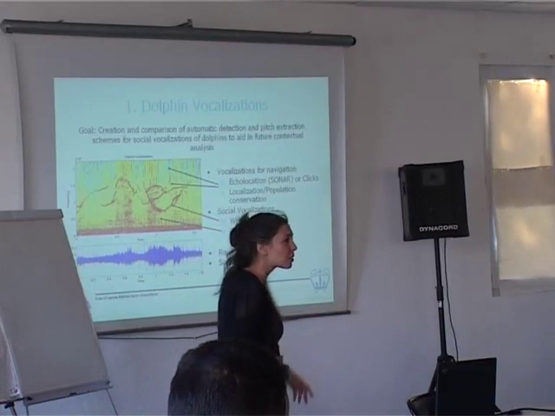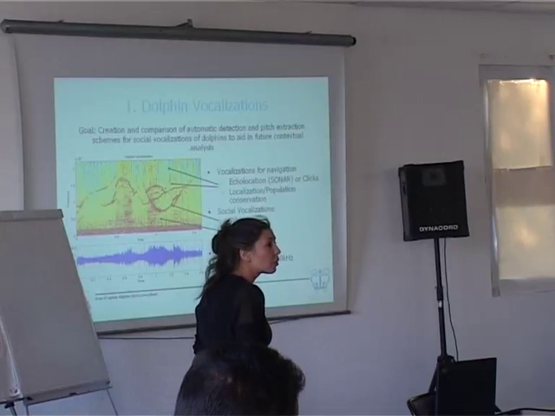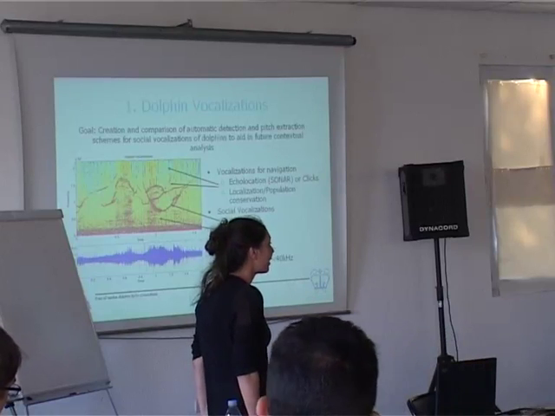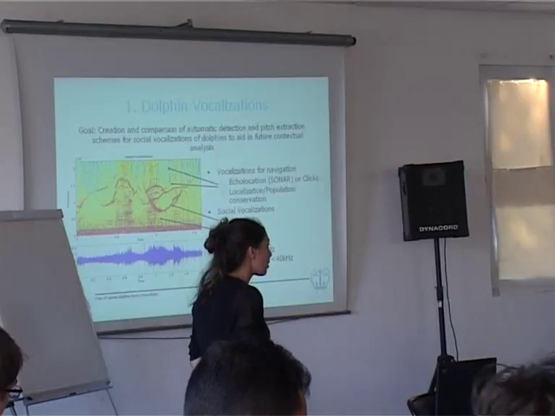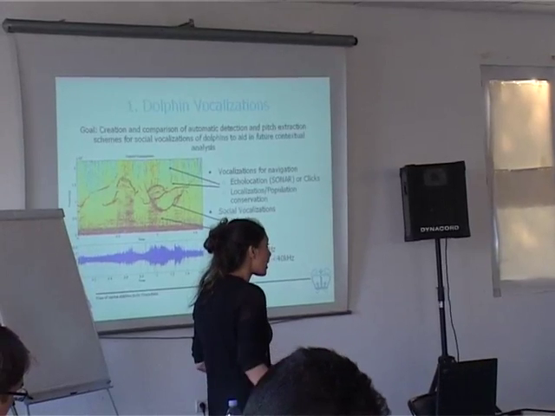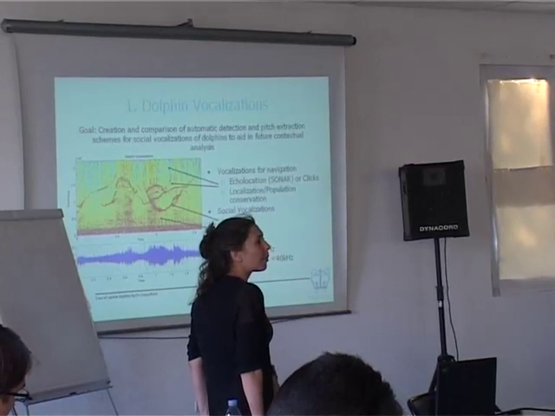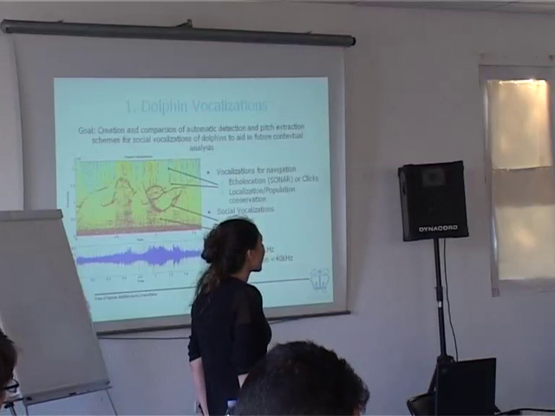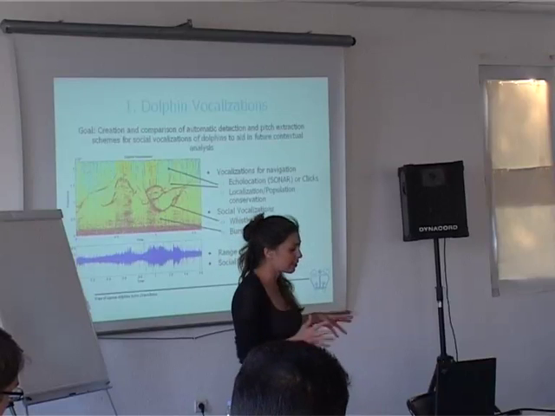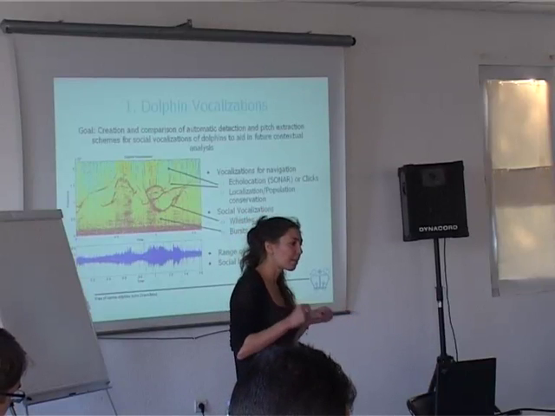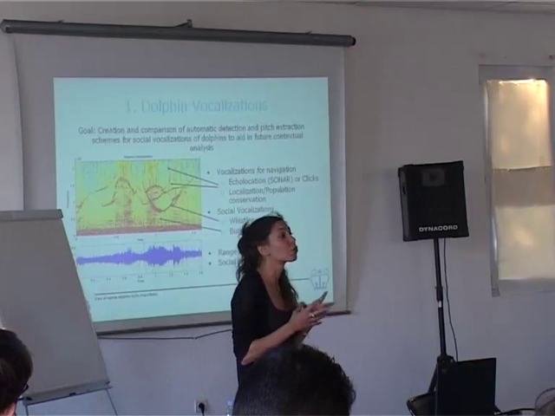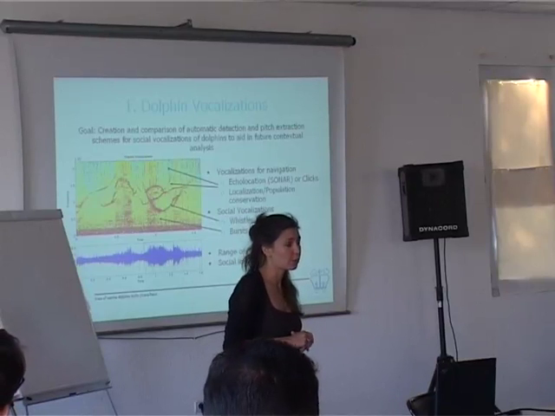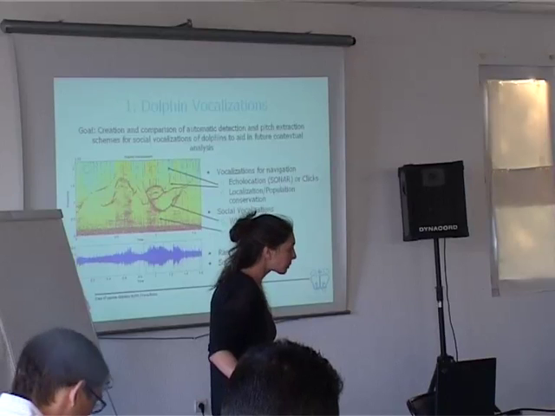Clicks have been used for localization or for population measurements, and I know Hervé and your team are working on some methodologies for actually coming up with the size of an animal using clicks. So clicks can offer a lot of information, but according to the marine biologists, they're not the types of signals that might have any type of social information. Those are what we call social vocalizations. So dolphins have social vocalizations as well.